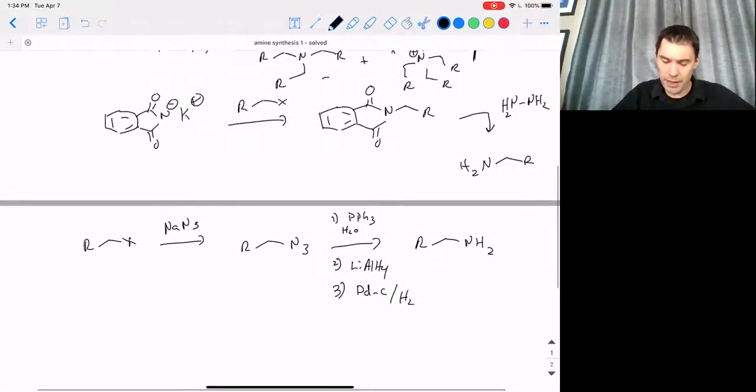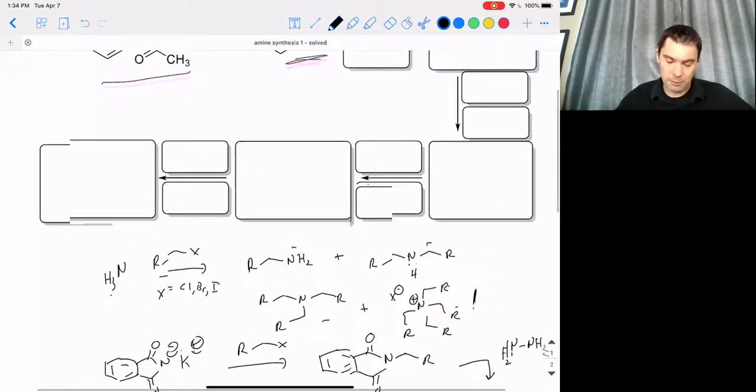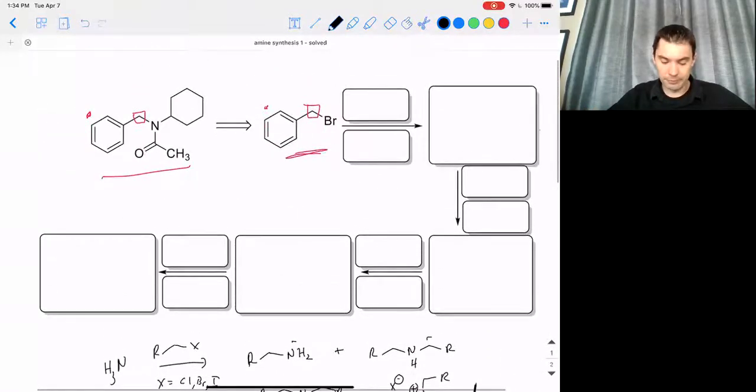And so either the Gabriel synthesis or the use of a primary azide can get us around this issue of amine overalkylation. So that's something that we really want to take into account in the synthesis problem that we're given up above. The other kinds of bonds here are going to be different. This one's a secondary carbon.